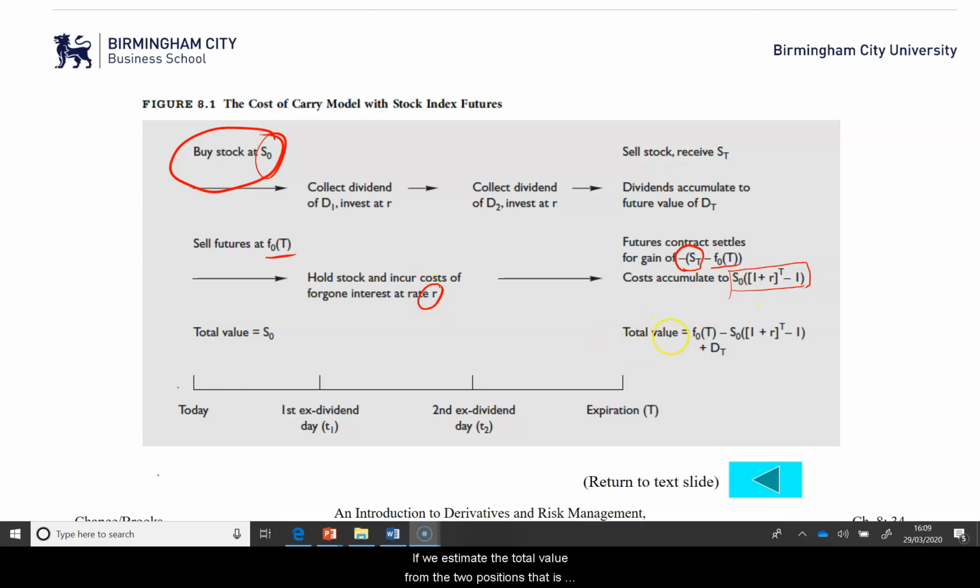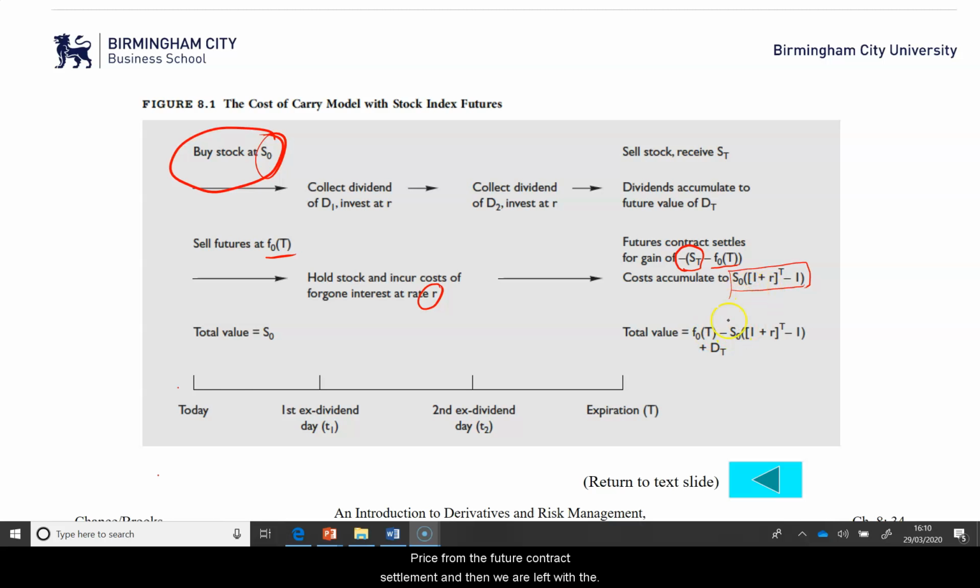If we estimate the total value from the two positions, that is the long stock position and the short futures position, we are left with the future price that we have from the settlement of the future. And to settle the future, we have to deliver the stock that we purchased. So that is why you don't see any ST here, because to settle the future contract, we have to deliver the underlying which we purchased at S0. So we are left with the future price from the future contract settlement.